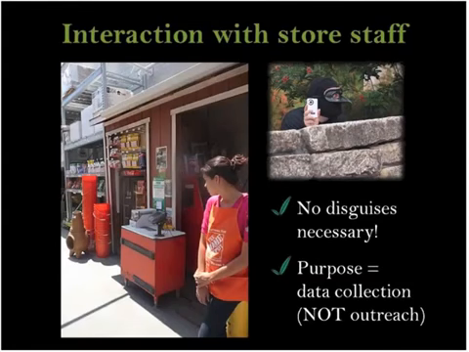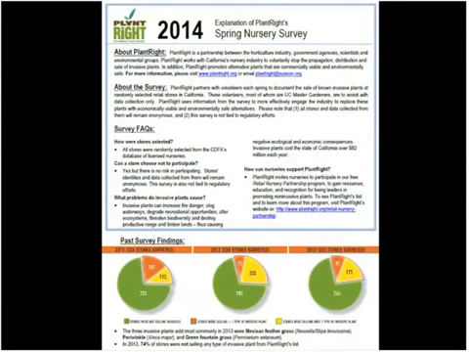Excuse me there. This is the last material on our list, and it's what we've called our explanation sheet. This has a bit of background information about PlantRight, about the survey, and it has some of the most frequently asked questions that you can use to answer questions you encounter during your visit. But this again leads us to the question of how exactly should you interact with store staff?